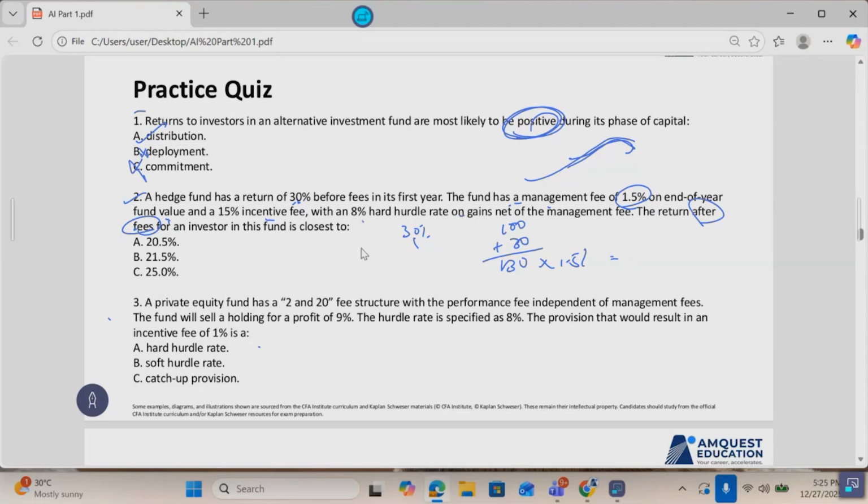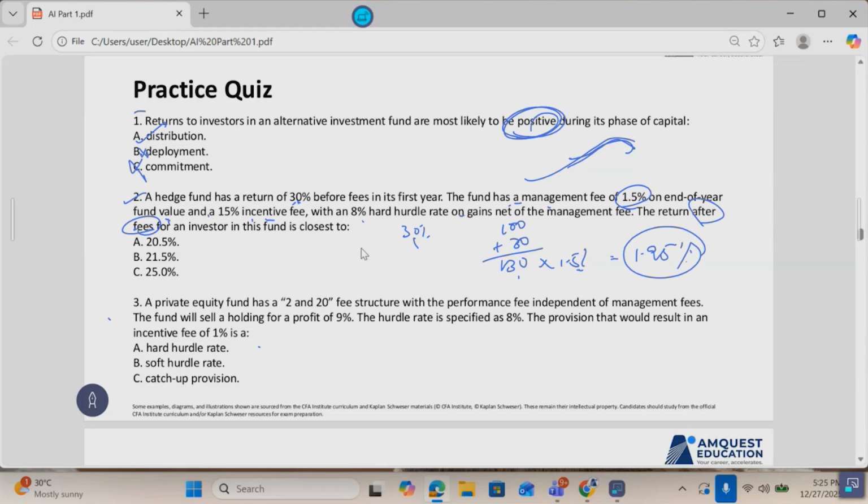So let's see one by one. What is 1.5% of 130? Do that quickly, guys. 1.5% of 130. 130 times 1.5% is 1.3 plus 0.65, which is 1.95. So you are paying 1.95% at the year end, and you're paying a 15% incentive fee with an 8% hurdle rate.